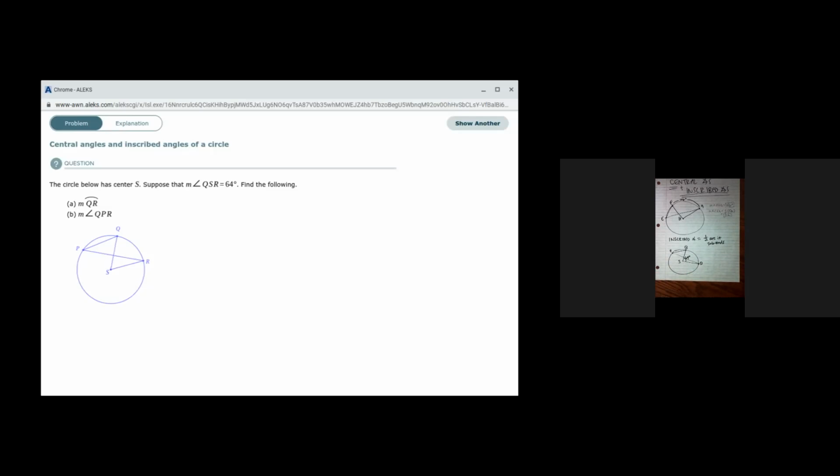All right, Alex, what do you want to know? You want to know the measure of arc QR. Well, that I can tell you very quickly, because the measure of arc QR is the same as the central angle, which is 64 degrees. And the measure of angle QPR is going to be half the measure of the arc that it subtends. So the measure of angle QPR is equal to half of 64. And what is half of 64? Well, you are correct. It is 32 degrees.